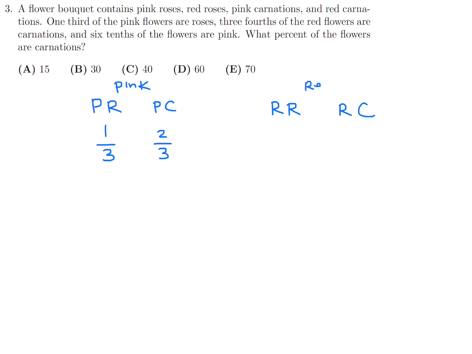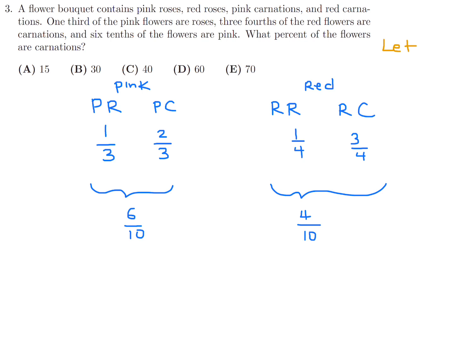And then if you go over to the red flowers, they tell me that 3/4 of them are carnations, and therefore 1/4 of them must be roses. And then if you look at it from the entire perspective, they're saying that 6/10 of the flowers are pink. So these guys make up 6/10 of all the flowers, and therefore these must make up 4/10 of all the flowers. So now, to make the math easy, let's let all the flowers be 100, meaning there's 100 total flowers. That means that 60 are pink and 40 are red.